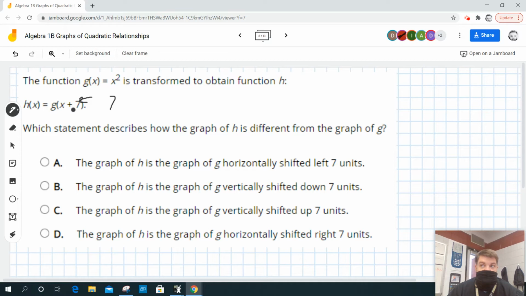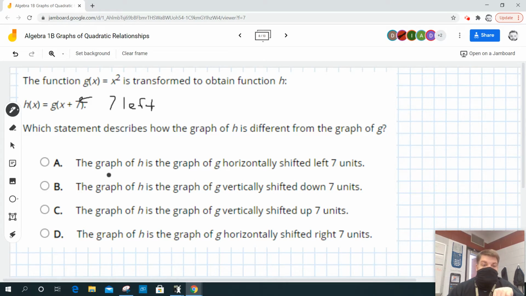If it's inside the parentheses, it's left to right. Inside the parentheses, you do the opposite. In other words, plus 7, you might think you move 7 units to the right, but no, it's the opposite. You're going to move 7 units to the left. That's the transformation. That's the beauty of learning transformations. They kind of apply to all graphs.